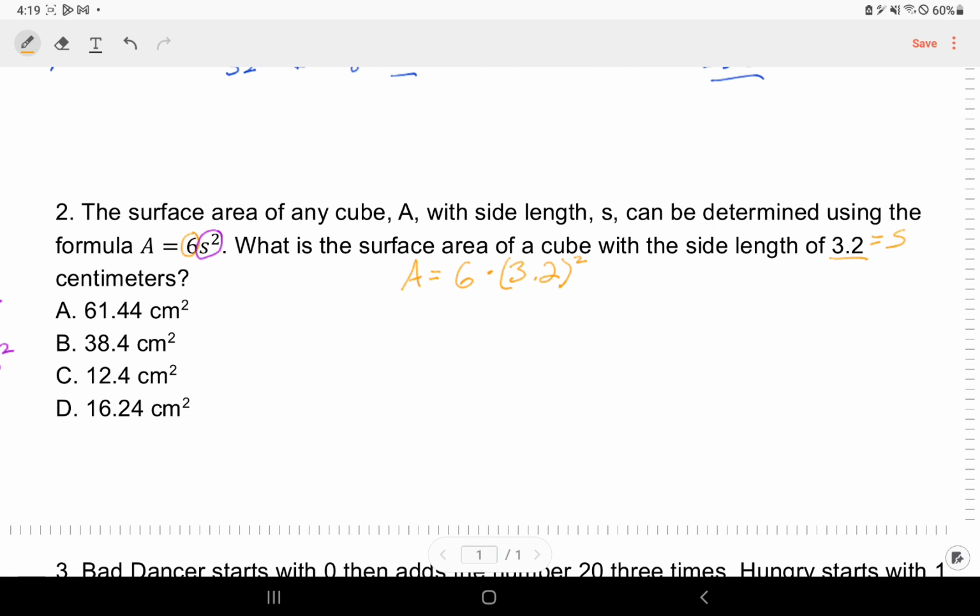Well, we know exponents come first. Now, there is a way to get each of these answers, but only one of them is right. Okay? So, if you do something wrong, you can get one of the wrong answers. So, since it's squared, that means we do 6 times 3.2 times 3.2.